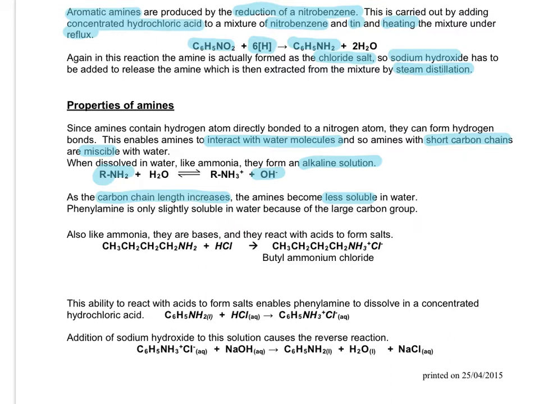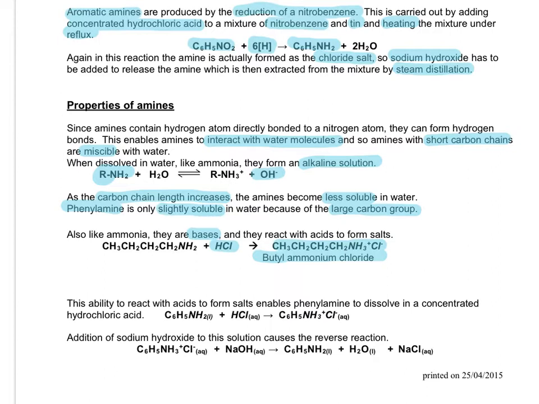That means that other things as well, like phenylamine, so that's an amine attached to that C6H5 group attached to a benzene ring, is actually only slightly soluble, a little bit soluble. It will only dissolve a little bit because of that large carbon group, the C6H5. Other reactions that they do are actually acting like bases. So they'll react with an acid and a salt will be formed. So in this example here, you've got butyl ammonium chloride. Butyl from the alkyl part, and then ammonium chloride from the NH3 plus Cl minus.